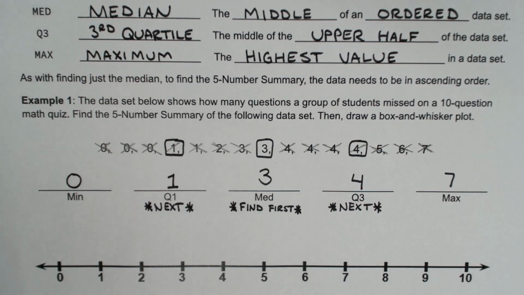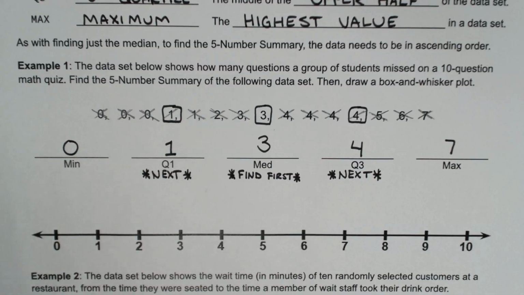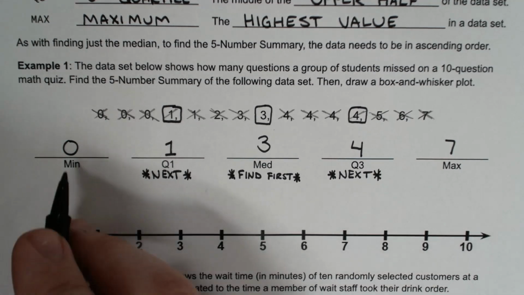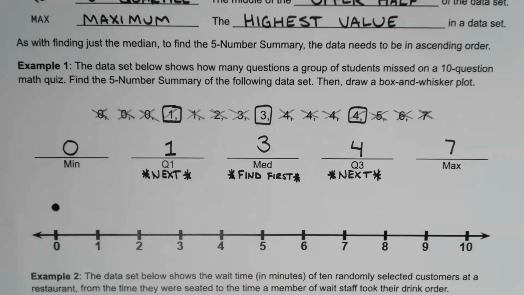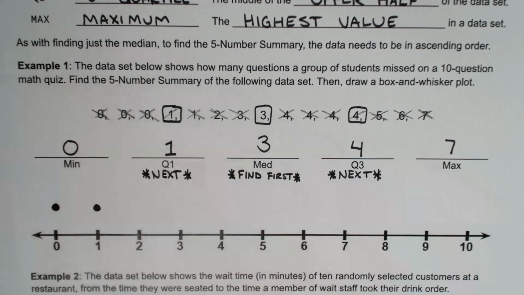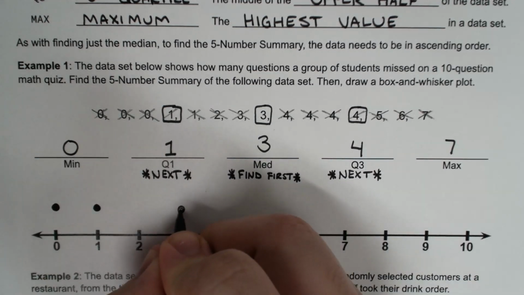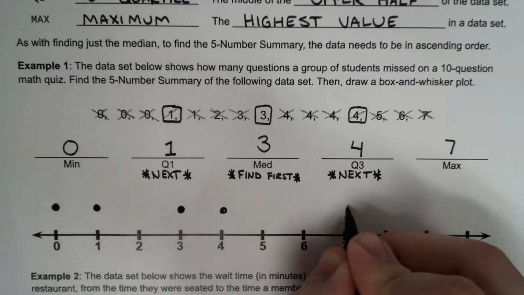But again, that's just doing it by hand, but your calculator will do it really quickly for you. But we also need to draw a visual for the 5-number summary. It's not that hard, but it does look kind of weird, okay? You're going to start by just drawing a little dot above each of these numbers on the number line. So a dot above 0, a dot above 1, a dot above 3, and above 4, and above 7.